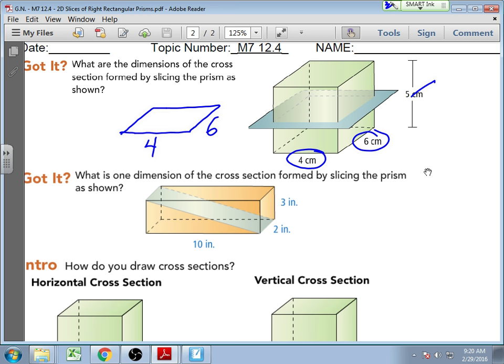So now, what if I slice diagonally? Well, if I take this shape, I'm going to trace over it. This is what I'm cutting. I'm cutting through it diagonally. Cutting through it diagonally, I still make a rectangle. Don't look at this triangle that you see formed by the cut. Look at what you cut. What I cut is a rectangle.